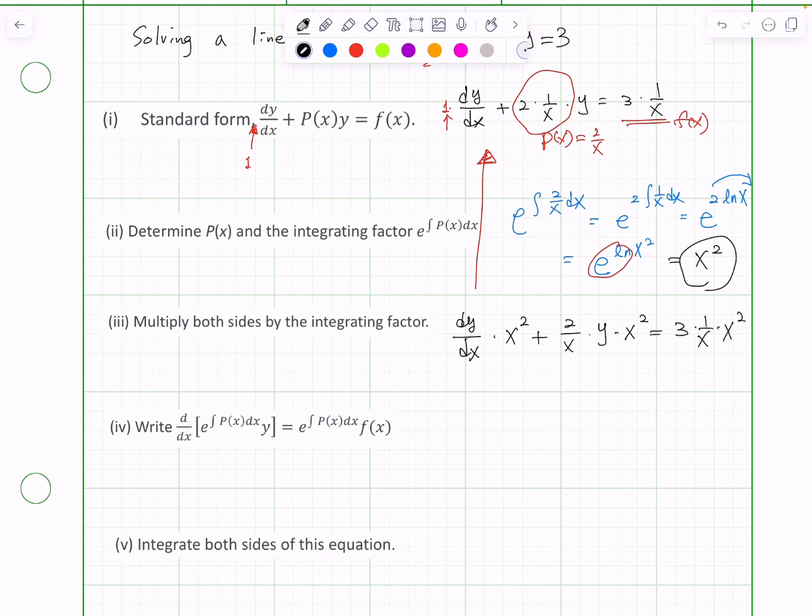Now this is the slightly confusing part. When you get to step 3, the shortcut is to look at the first term and write it as d over dx of y times x squared. And then on the right-hand side, 3x squared over x, the x cancels, leaving 3x. Hey, wait a minute, Dr. Kim. Here are these terms. What happened to this?